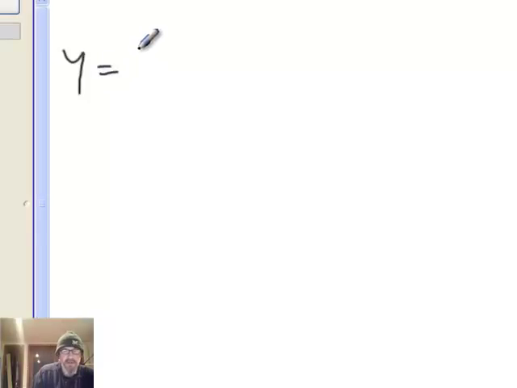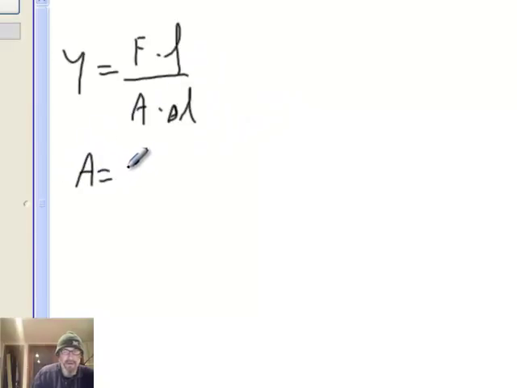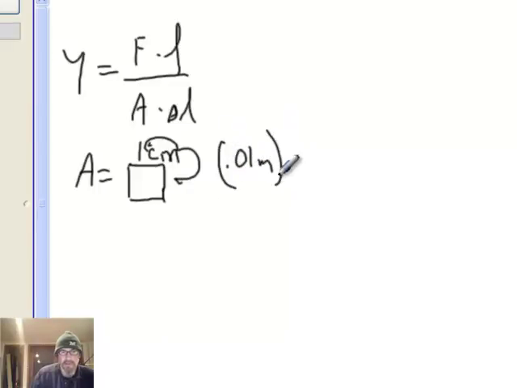Well, let's solve it. Young's modulus, by definition, is F times L over A times delta L. So let's calculate A first of all. It's a square bar, and it's 1 centimeter on a side. So it's 1 centimeter here, and it's also 1 centimeter here. And a centimeter is 0.01 meters. So the area is just going to be equal to 0.01 meters squared, which is 1 times 10 to the negative fourth square meters.